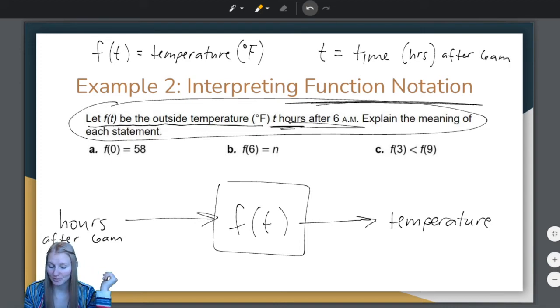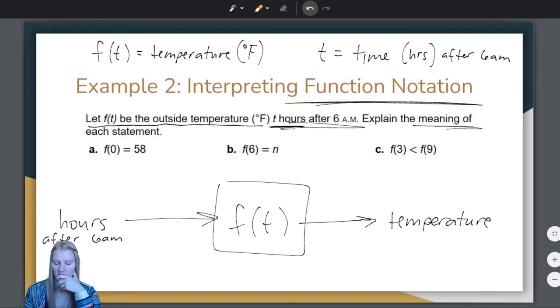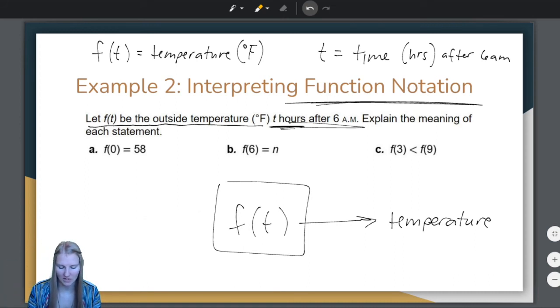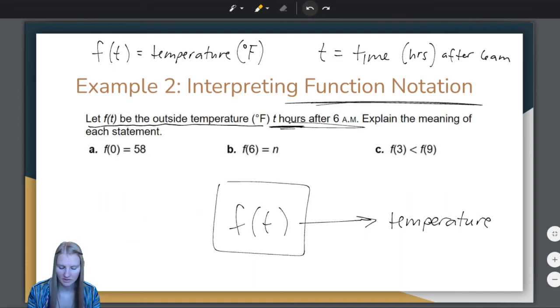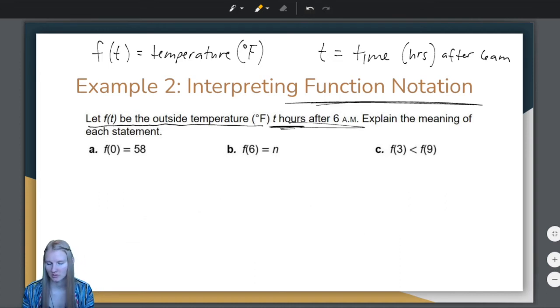Okay, explain the meaning of each statement. What does each statement mean? So we're taking the number of hours after 6 a.m. and we're spitting out temperature. Okay, I'm going to erase this. Hopefully this was in your notes. Put that in your notes if it's not. Pause the video, put that in your notes. Because that's the most important part that's going to help us with this question.